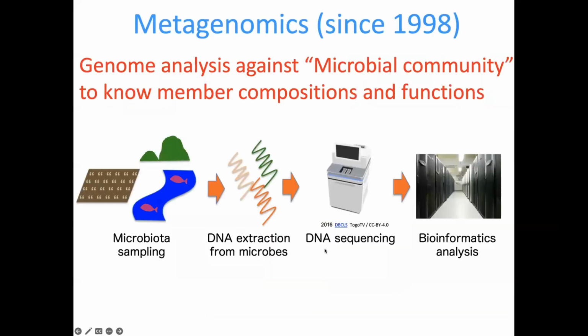So, the metagenomic sequencing approach was invented. This approach conducts DNA sequencing of whole community genomes to know the member composition and function in an environment. This is a brief summary of the metagenomic analysis method.